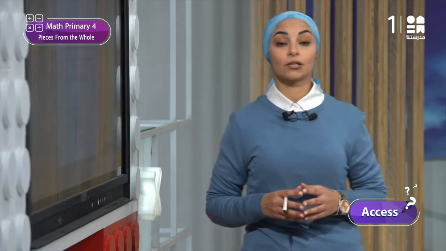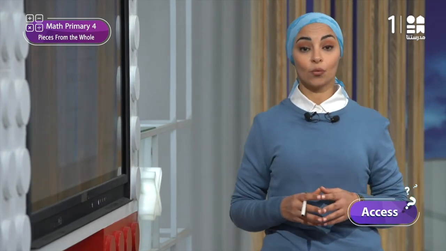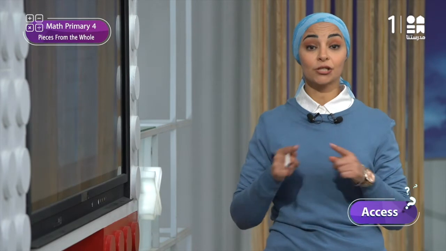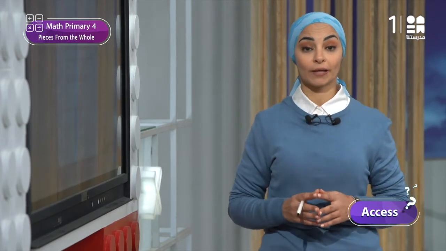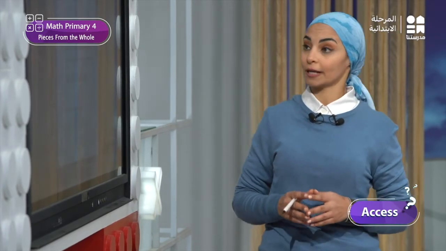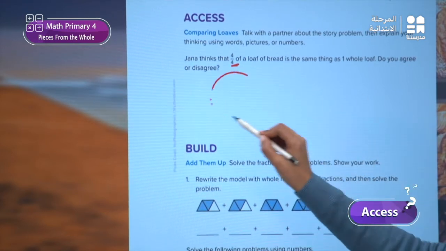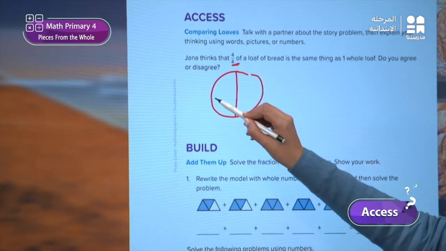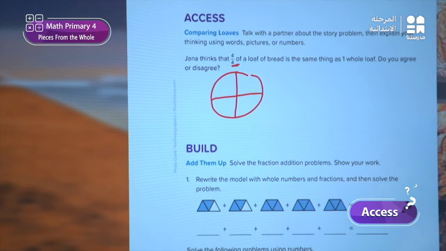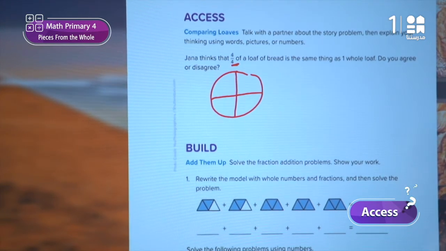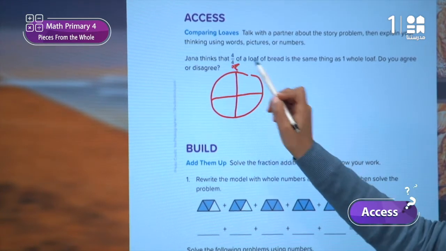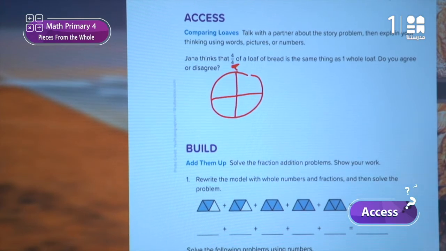We could test Jana's thought in a practical way, by drawing a circle representing the loaf of bread and dividing it into 4 equal parts. تعالوا نرسم كده circle وهقسم الcircle دي into 4 equal parts. You know this from the denominator of the fraction. اللي هو denominator بتاعي كان 4, and that's why I divided it into 4 equal parts.